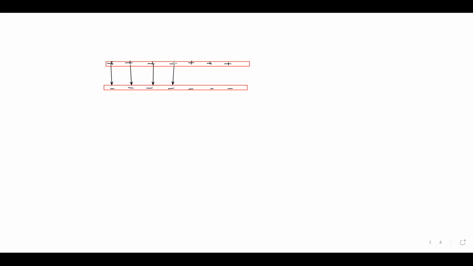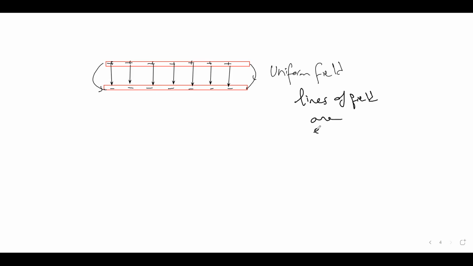Okay. In this case, we say that this field is a uniform field. I'll explain to you why it is uniform. Here, this is called a uniform field. Why is it a uniform field? Take care, at the ends it will be like this and like this, but inside it's a uniform field. Why? Because the lines of the field are equally spaced.